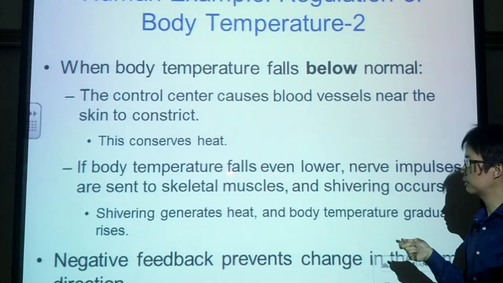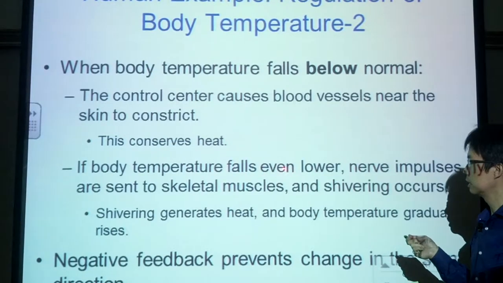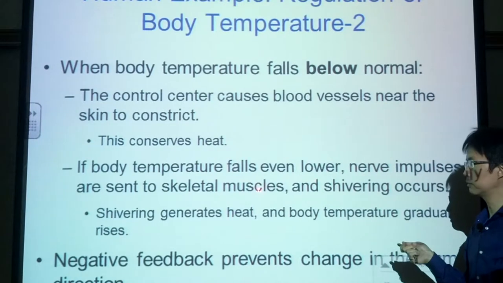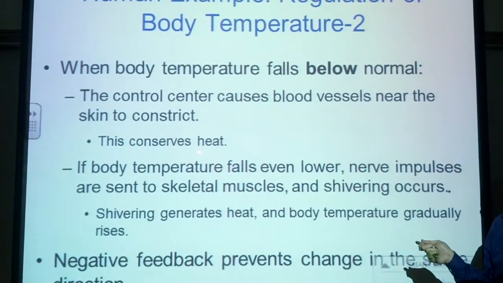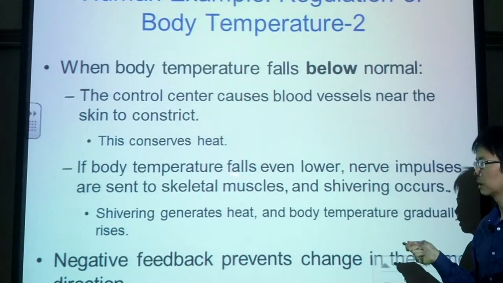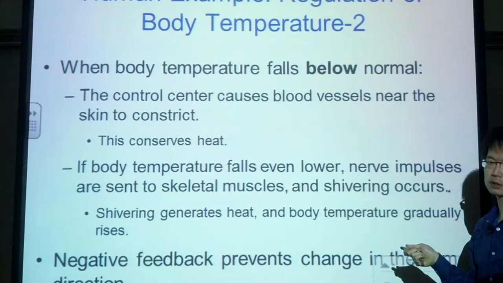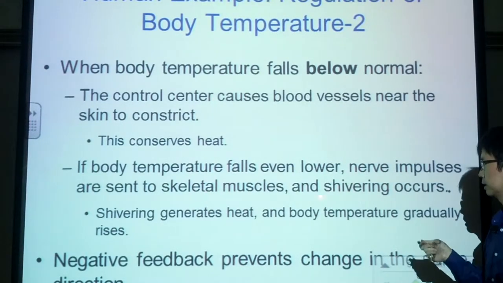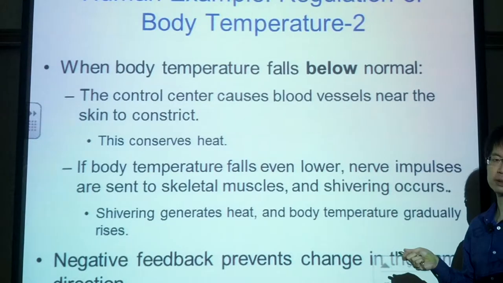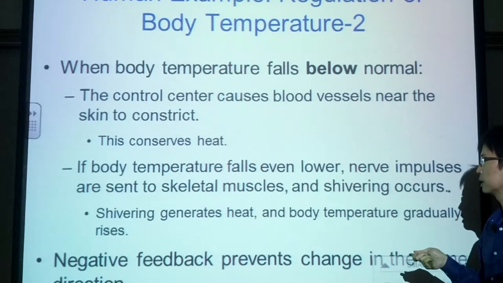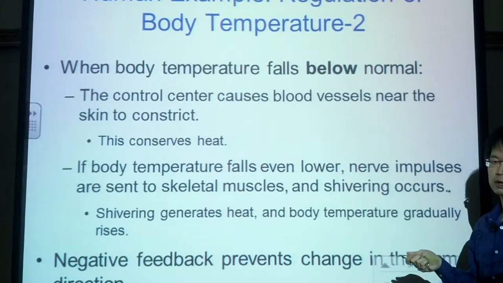And then if the body temperature falls even lower, what will happen? The nervous system will send a signal to your skeletal muscle, and it will cause rapid contraction of your skeletal muscle. We call it shivering. Shivering is basically a rapid contraction of your skeletal muscle, and when you contract your muscle, it uses energy, it uses ATP.